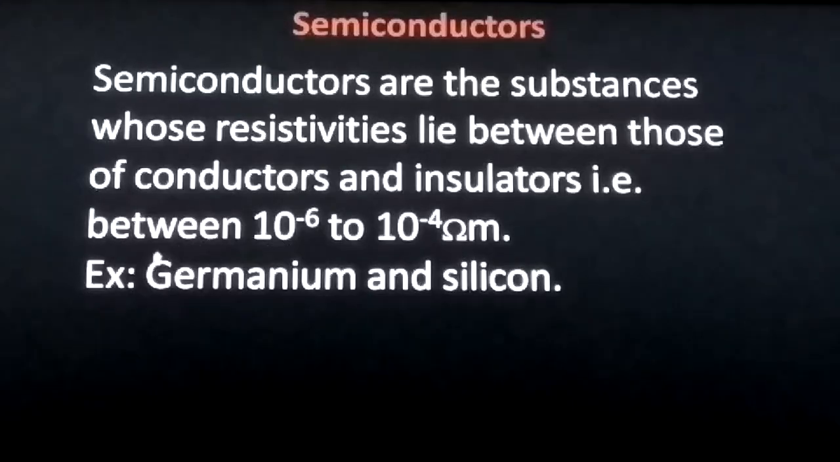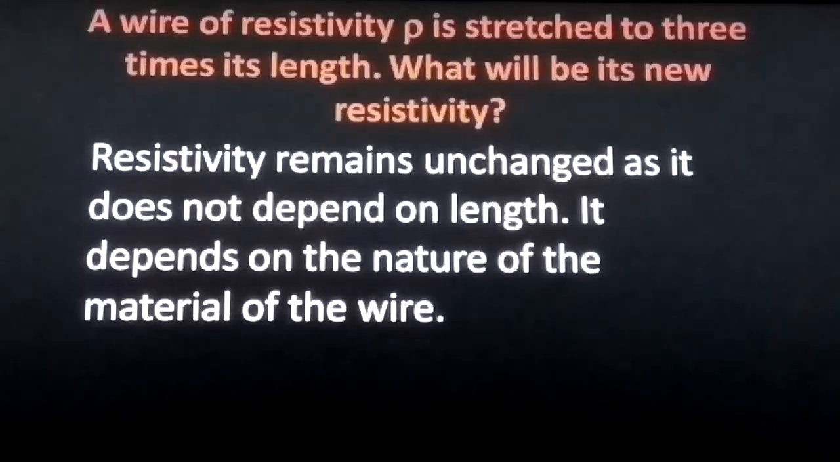For example, germanium and silicon are the examples for the semiconductors. These two are widely used as semiconductors. Therefore students, semiconductors means their conductivity lies in between the conductors and the insulators. You will study them in detail in the PU classes or upper classes.